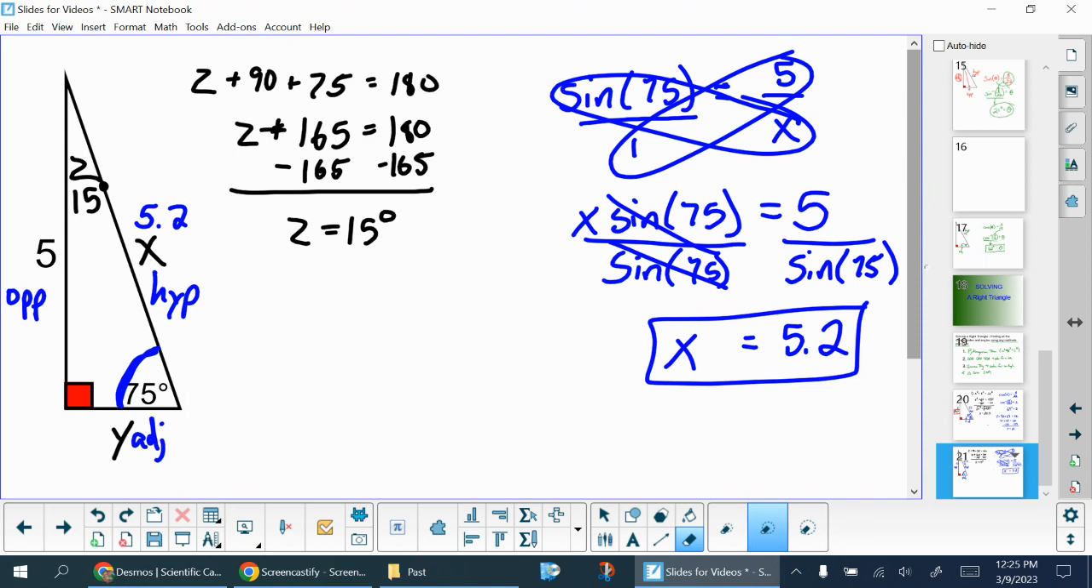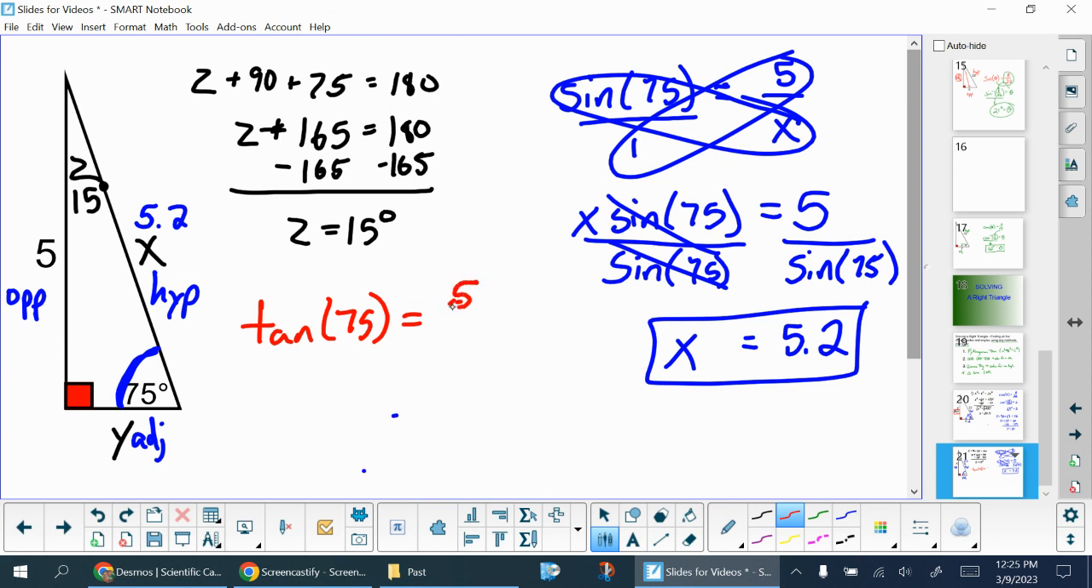Now, when I go to find my adjacent side, I'm just not going to use that 5.2. I don't want to use that rounded value. So I'm still going to use the opposite and the adjacent. So I know I'm going to use tangent. I'm still using the 75. Just keep the same angle. There's no reason to switch to that 15 at all, because that messes up your opposite and adjacent sides. So opposite is 5. Adjacent is y.